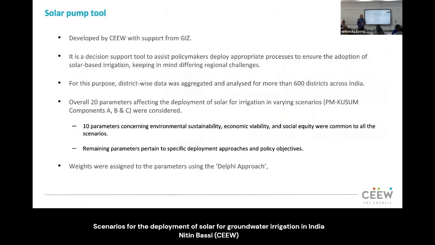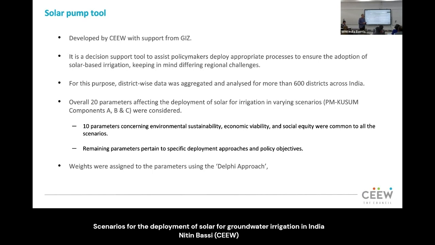At CEEW, we built a tool called the solar pump tool. It is built by us with the financial support from GIC. It is basically a decision support tool, which will tell you in which geography a particular scheme or a component can work. We use district-wise data in India for close to 600 districts. There are about 20 different parameters that we use to take this decision.